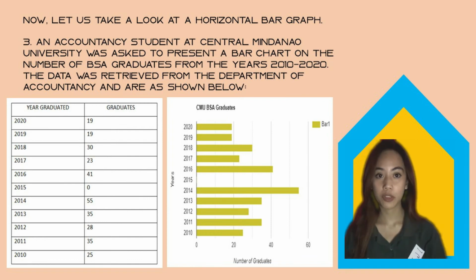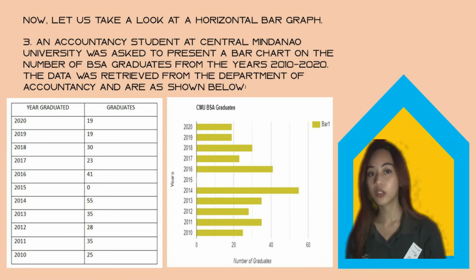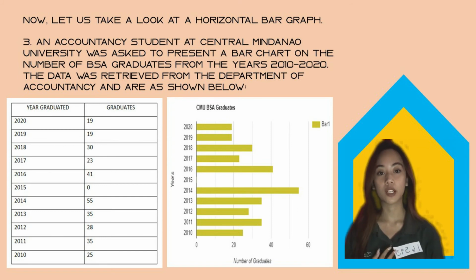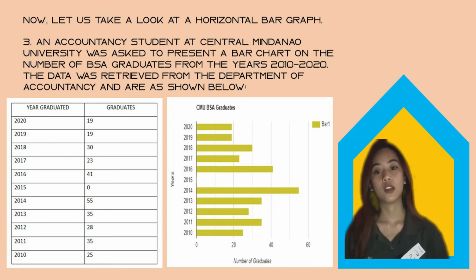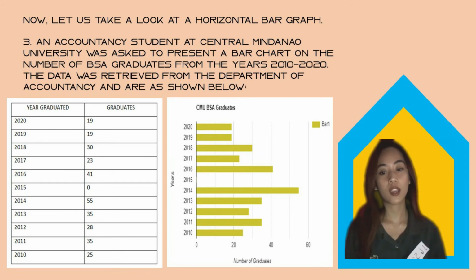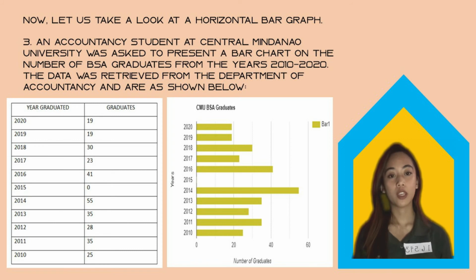And for step 3, remember that before we label the horizontal axis first, but for horizontal bar chart, we will label the vertical axis. So since we want to find the number of graduates for a particular year, our label on the vertical axis would be the years. Then step 4, we write the names on the vertical axis, which is the years from 2010 to 2020. And then we'll label the horizontal axis.